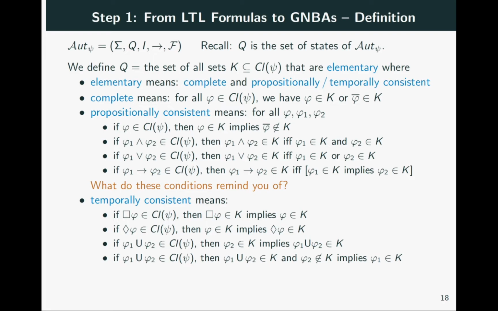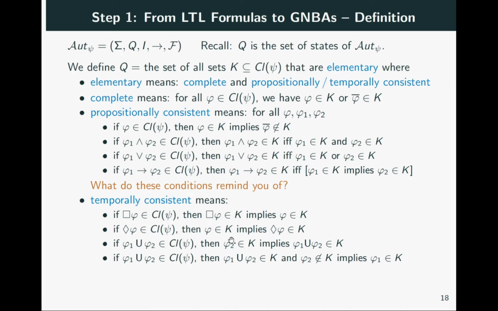And we have a similar situation for the temporal connectives, where the notion of temporal consistency mimics their semantic properties. Of course, if always phi is part of the scenario K, then phi needs to be part of it as well, because always supersedes now. On the other hand, if phi is part of a scenario K, then eventually phi should be as well, since now supersedes eventually. For until, we have two conditions.